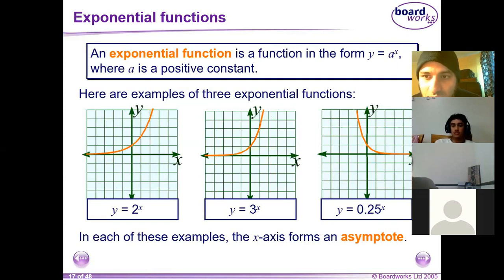So all of them are asymptotes. Yes, all of them are asymptotes to the x-axis, because this is the x-axis, they're all not touching the x-axis, but going very close to it.